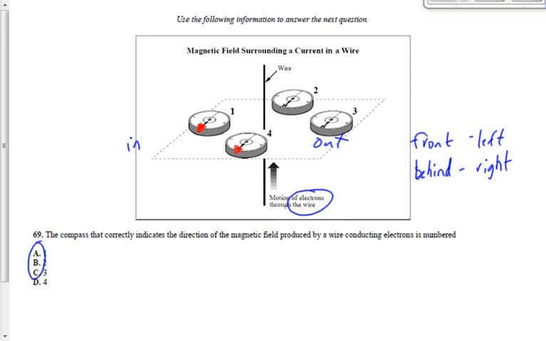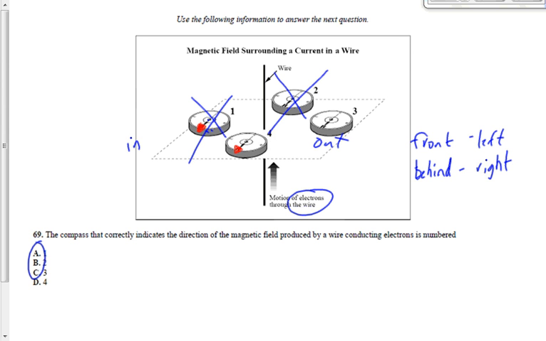Which compass agrees with what I just observed here? Which compass is pointing in the right direction at its location? Is compass number 1 over here to the left of the wire pointing into the page? No, it's pointing out, so that doesn't work. Compass number 2, behind the wire, the compass needle should be pointing to the right because that's the direction of the magnetic field. It's not, it's pointing out of the page.